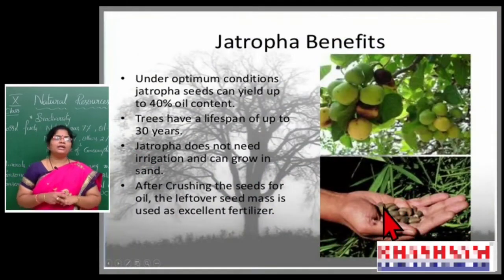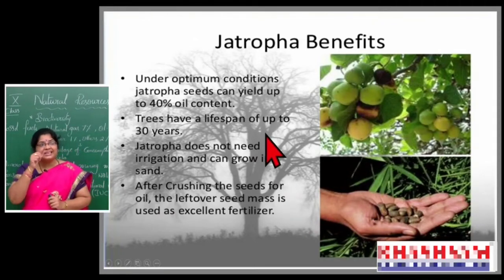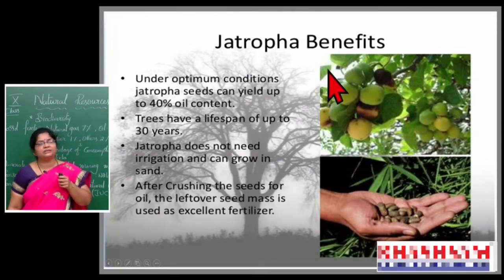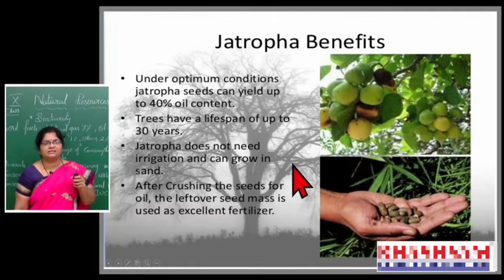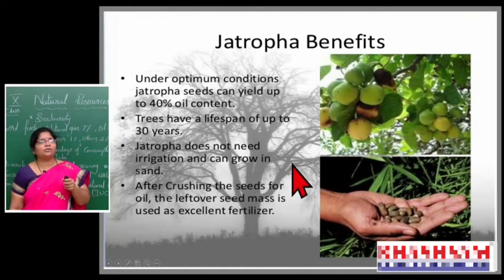children. So from that point of view, scientists have discovered another kind of alternative for fossil fuel, that is biodiesel. Biodiesel. What you are seeing on screen is the Jatropha plant. The seeds of Jatropha provide us biodiesel. Under optimum conditions, Jatropha seeds can yield up to 40% oil content. We are able to get that much oil content from this. And the lifespan is also so high, 30 years.